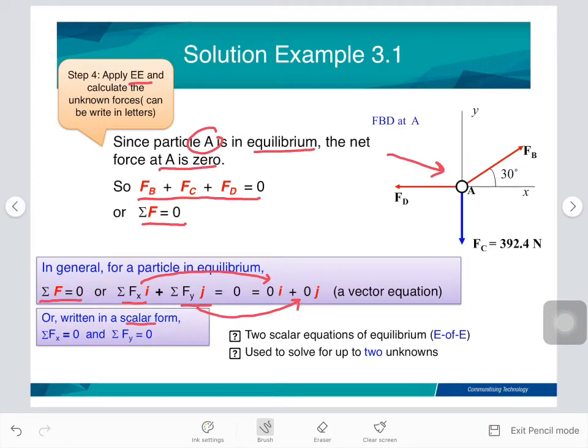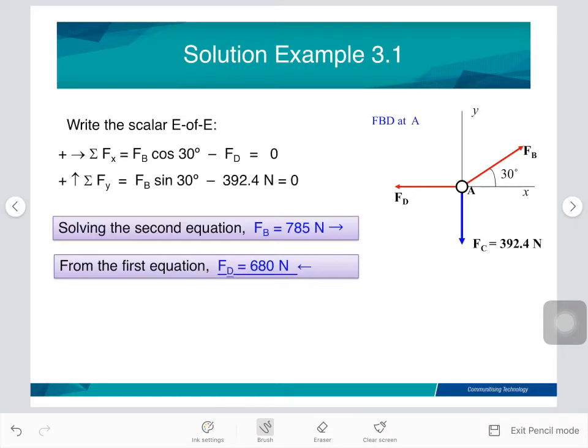Or you can write in scalar form. We don't have i, j, so we can have that summation Fx equal to 0 and summation Fy is equal to 0. So here, first we need to resolve all the forces in Fx positive. So we need to resolve all the force in X. So this is the X positive. So here we have FB. So FB we need to resolve in X component. What is the FB in X component?